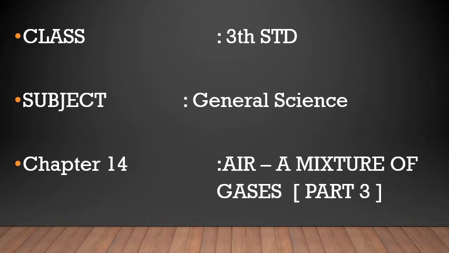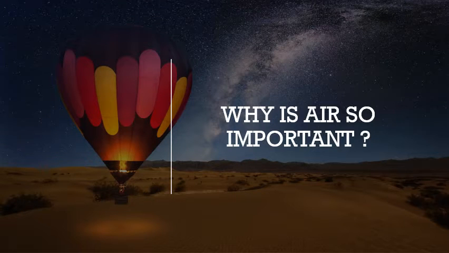The following video is for class 3, subject General Science, chapter 14, Air, a mixture of gases, part 3. In parts 1 and 2 of this lesson, we learned what an atmosphere is. We learned that air is nothing but a mixture of gases, like nitrogen, oxygen, carbon dioxide and water vapor. Then we learned how much percentage of these gases are present in air. Then we learned what the properties of air are.